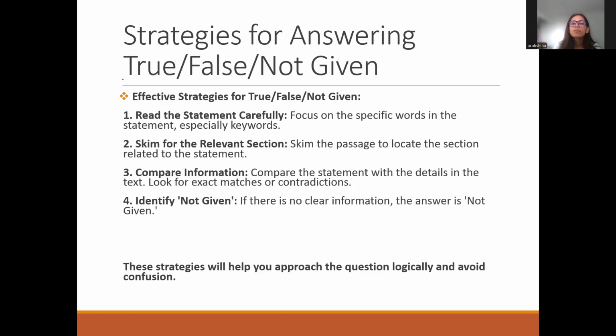Now some strategies would be to read the statements carefully. When you're skimming, just mark the keywords, and when you go back to the questions, you will have those keywords. So you will remember what information you need to search for in the passage. When you have read the questions, you will relate that this was the question about true and false, and these are the keywords I need to focus on in the passage. So I will mark those. Skim for relevant sections, compare information, and identify not given. You need to skim for the relevant parts. Again, if you are able to mark the keywords, you will be able to do that, and you will be able to compare information as well.